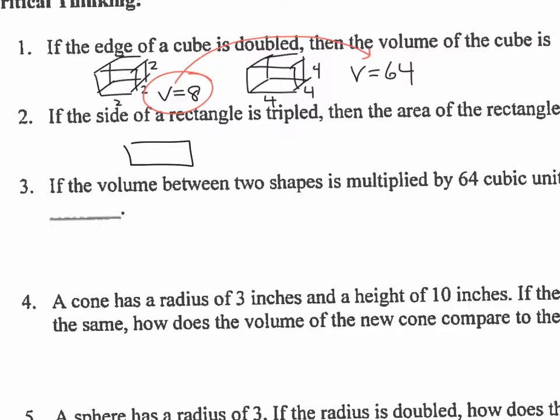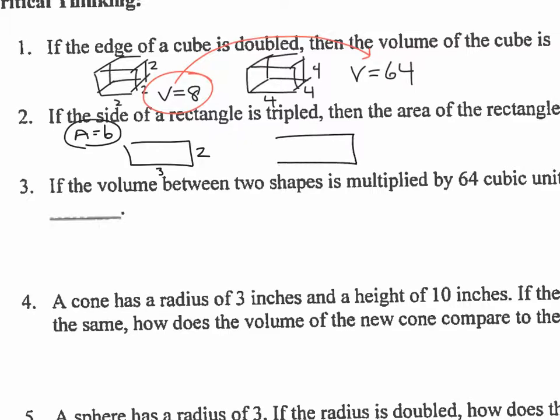So I'm going to pick any numbers I want for my sides. So I like 2 for this side. I obviously don't want them to be the same because then that'd be a square. So let's make this one 3. So what's the area of this one? 6. Length times width is 6.